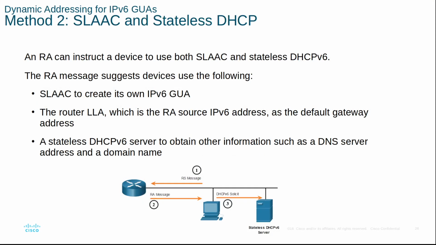Now, we could use this in conjunction with a stateless DHCPv6 server. So the router advertisement will instruct the device to create its own IPv6 global unicast address, just like we just did.